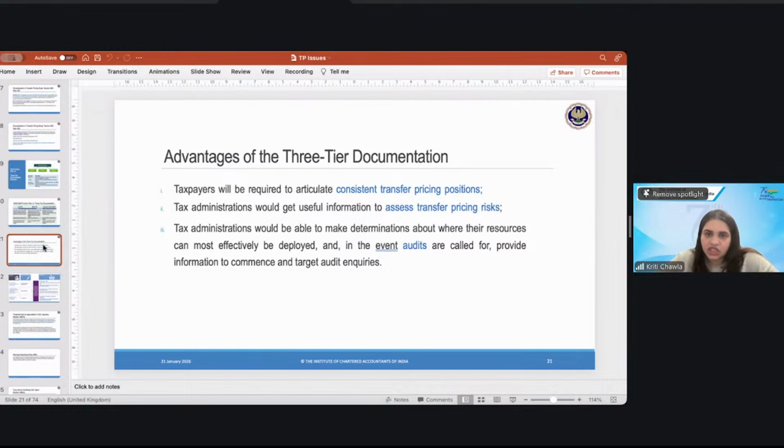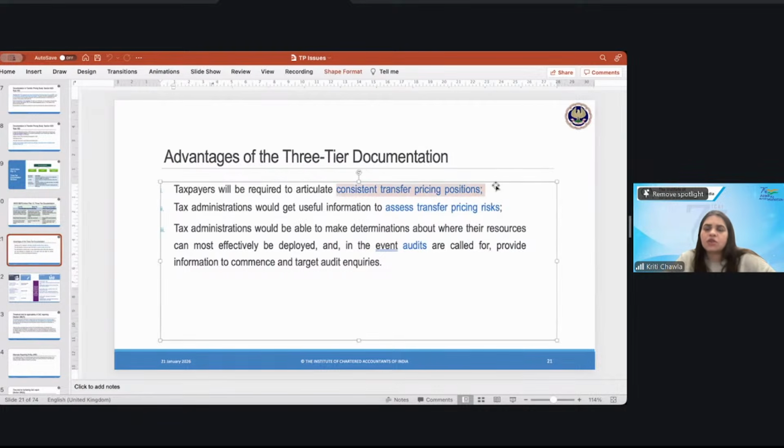What are the advantages of this three-tier documentation structure, which is provided by the OECD? The first thing is that taxpayers will be required to articulate a consistent transfer pricing position. What do you think is meant by consistent transfer pricing position? One word. You can use our example to substantiate it.